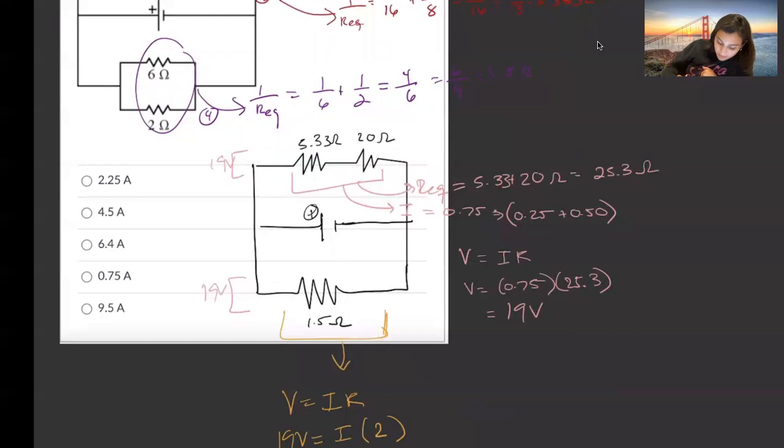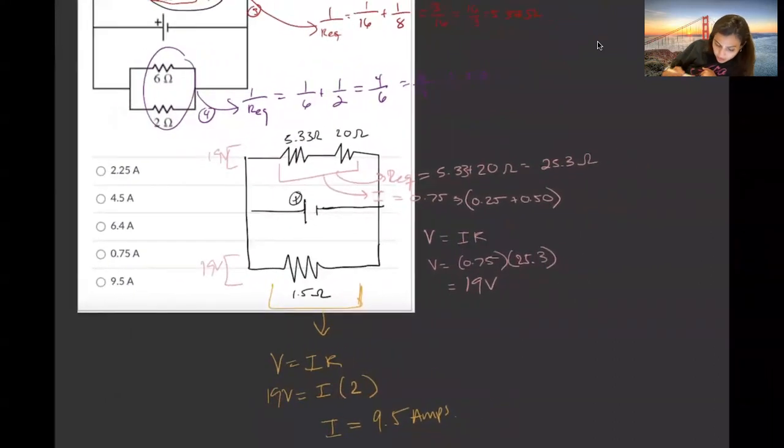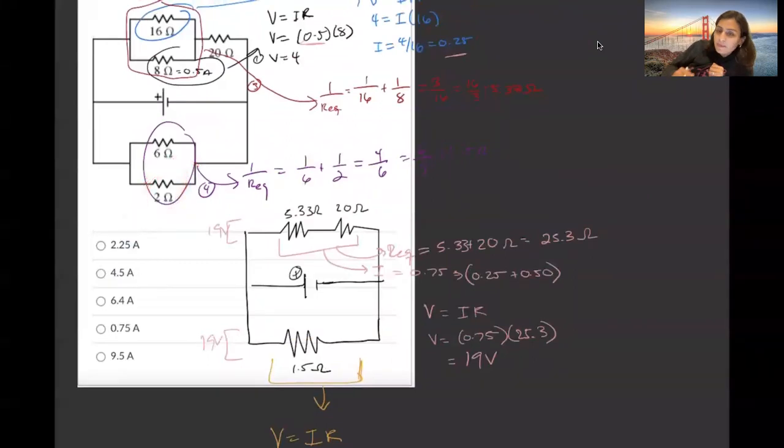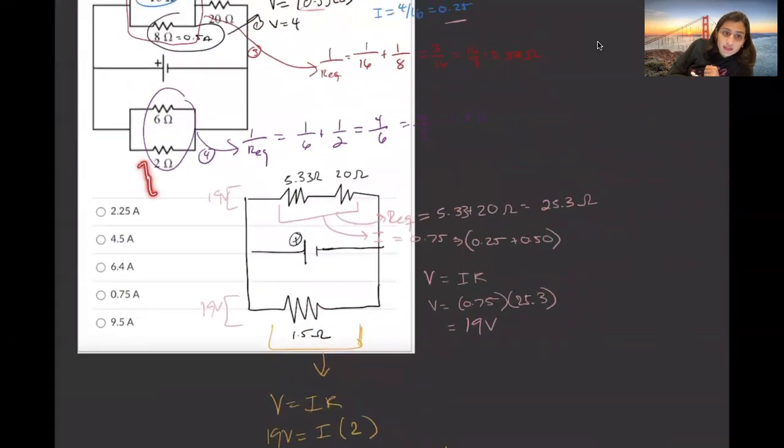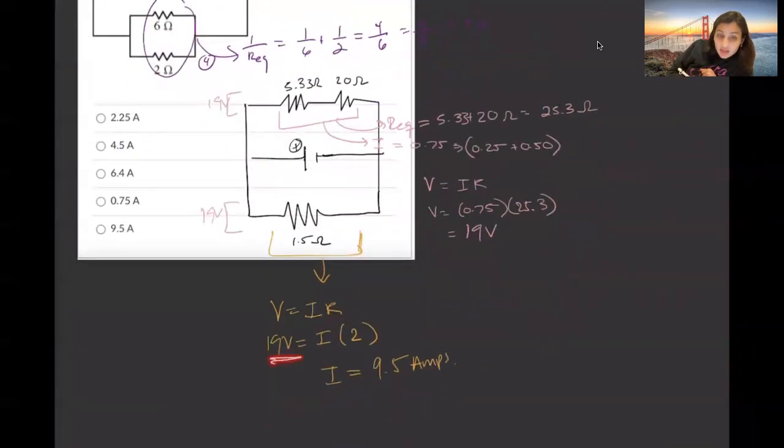Okay. So now we're not looking for this 1.5. We're not looking for the resistance equivalent. We're looking for the current that goes into this one. So instead of plugging in this 1.5, I'm going to plug in this 2 ohms, which is what we're looking for, because we know that 19 is going to be the same for this one and for this one. Okay. So 19 volts is equal to my current times my resistor, which in this case is 2 ohms. And my current ends up being 9.5 amps at that point.